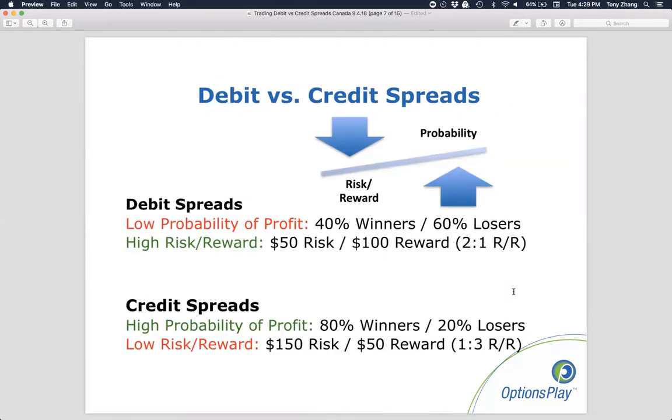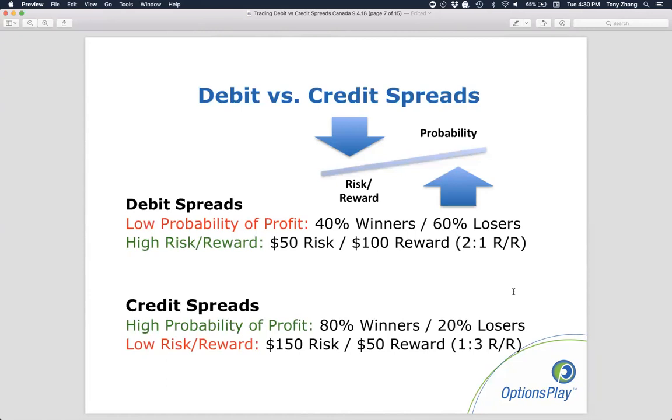So now that we've understood a little bit about how to construct debit versus credit spreads, and the best practices for selecting expiration dates and strike prices, next I want to make sure everyone understands what it feels like to be a debit or credit spread trader, because it is very, very different from each other. It takes a different mentality to trade debit spreads versus credit spreads.